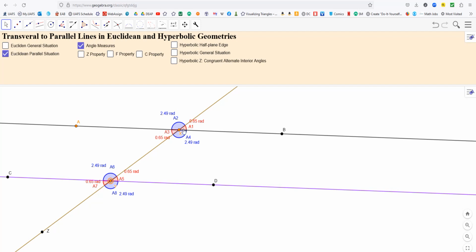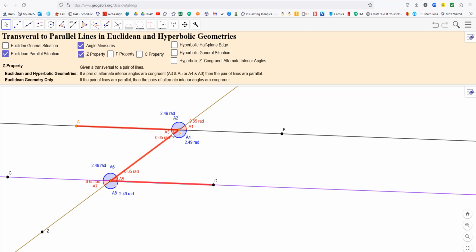All the red ones, the odd labels here, are congruent, and all the blue ones are congruent to each other. And if we take any red and any blue, any odd and any even labels, then they turn out to be supplementary. So we had a couple of things. We had the Z property here, that if we have a pair of alternate interior angles congruent, then we have to get this parallel set up, and we get the 2 sizes of angles.